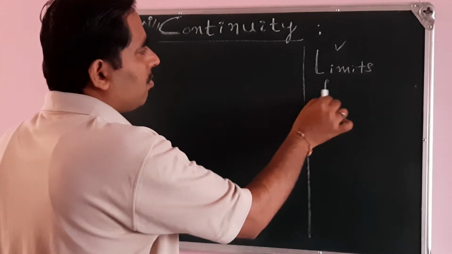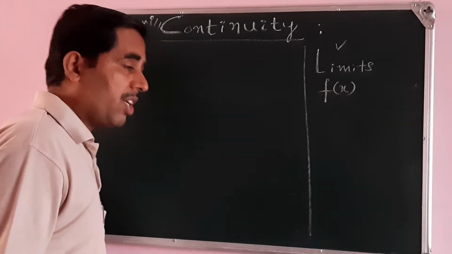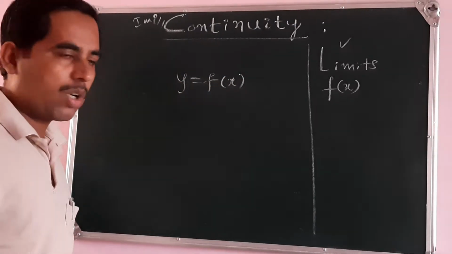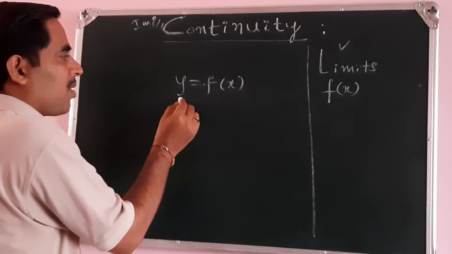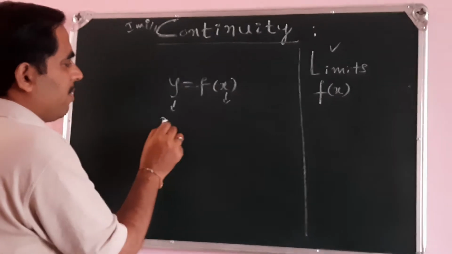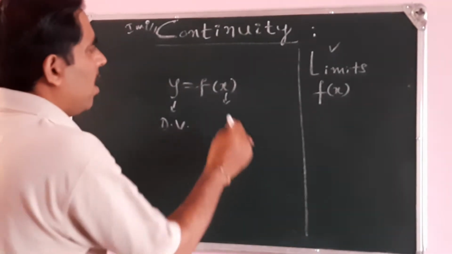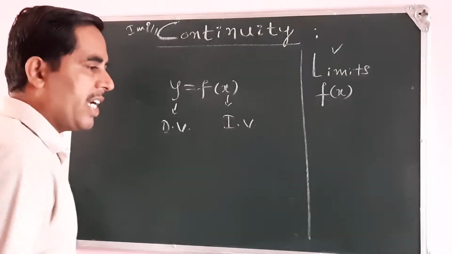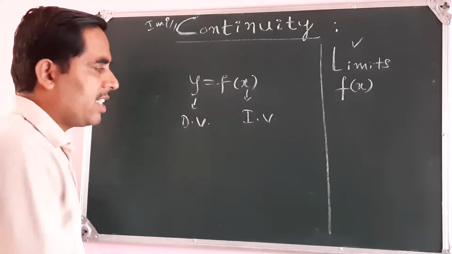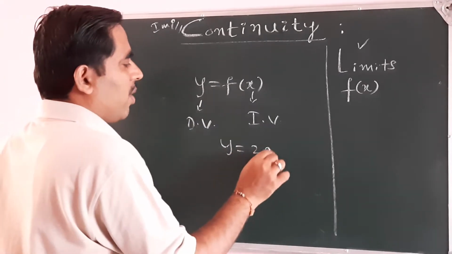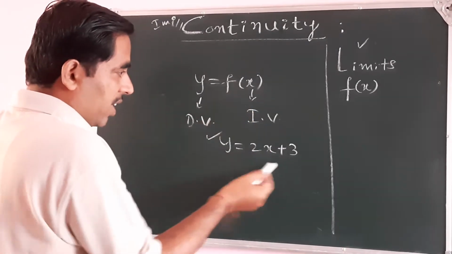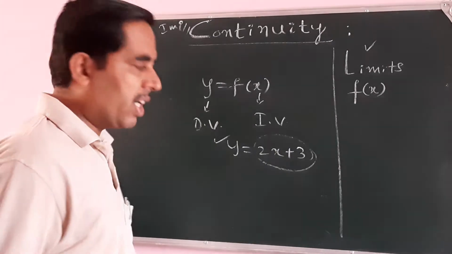Limit means we shall consider a function. We know how to write a function: a function is always written as y is equal to f of x. Also we know y and x are the variables. y is the dependent variable and x is the independent variable. For example, if I write y is equal to 2x plus 3, then it looks like y is equal to f of x. So the whole right hand side is a function of x.